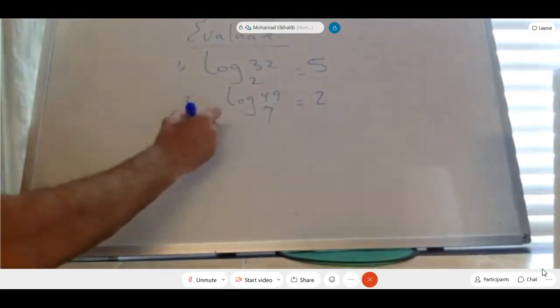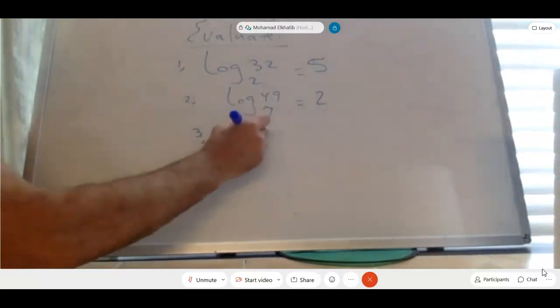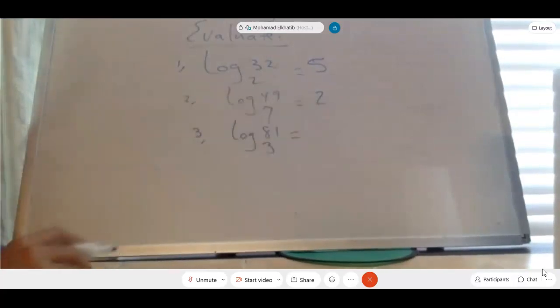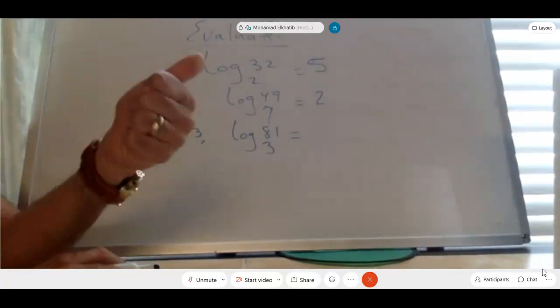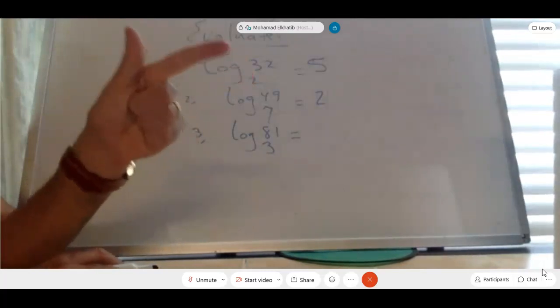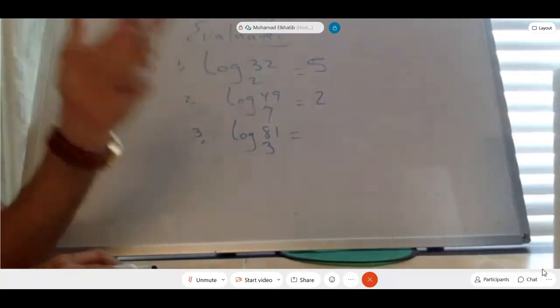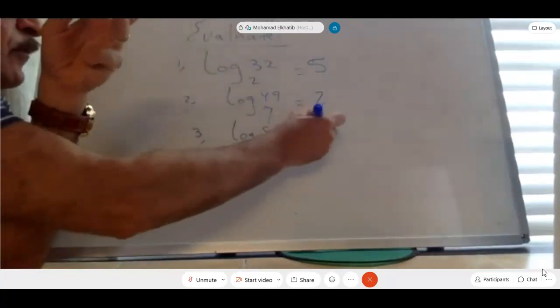Okay? Let's say I want to do log 81 base 3. What does that mean? How many times would I multiply 3 by itself to reach 81? 3 times 3 is 9. 9 times 3 is 27. 27 times 3 is 81. So the answer is 4.